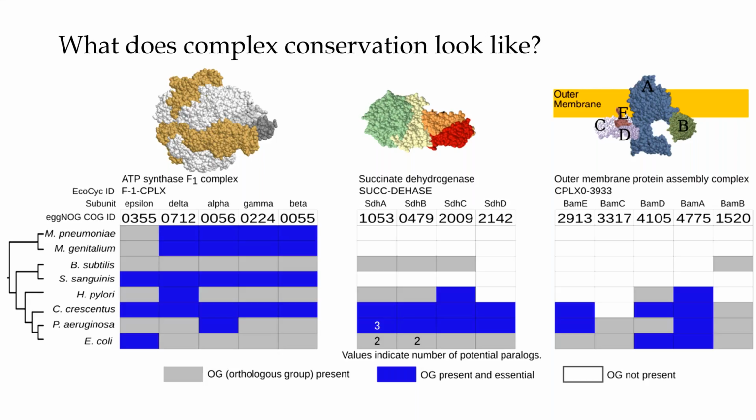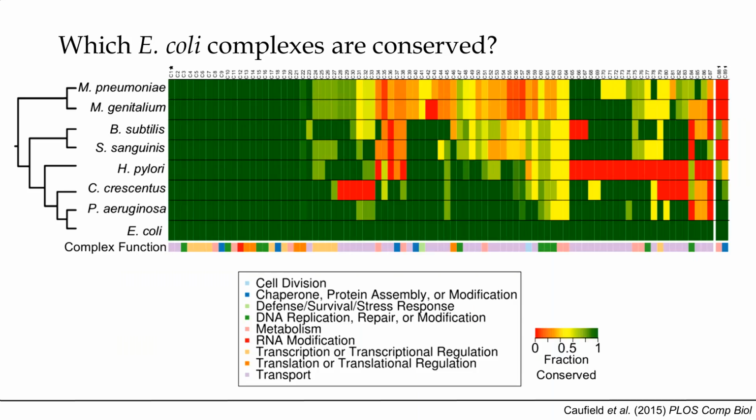So in fact, if we expand this out to a larger set of protein complexes, shown here with each individual species on the left and each column serving as an individual protein complex, at least as modeled by an E. coli complex, then we do see those different fractional conservation. So again, here, if a particular cell is in green, then all the members of that protein complex appear to be present for that species. If it's shown in yellow, there's partial conservation. If it's red, then there's no conservation at all. That is, all of the members of that complex appear to be missing.